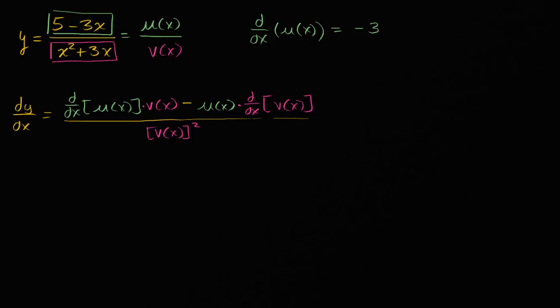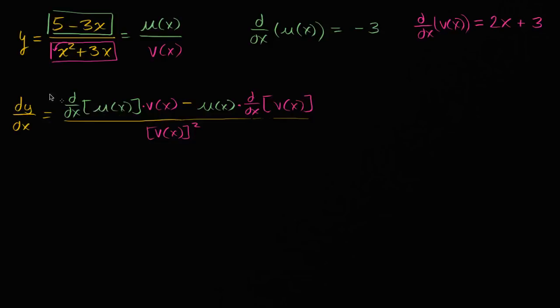The derivative of negative 3x is just going to be negative 3. If any of that looks completely unfamiliar to you, I encourage you to review the derivative properties and maybe the power rule. And now let's think about the derivative with respect to x of v of x. Well, the derivative of x squared, we just bring that exponent out front. It's going to be 2 times x to the 2 minus 1, or 2x to the first power, or just 2x. And then the derivative of 3x is just 3. So 2x plus 3.